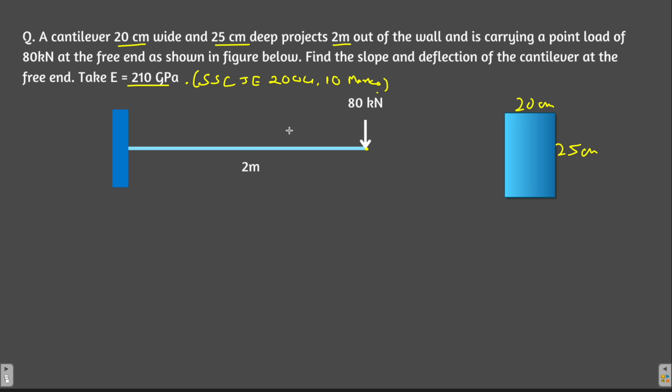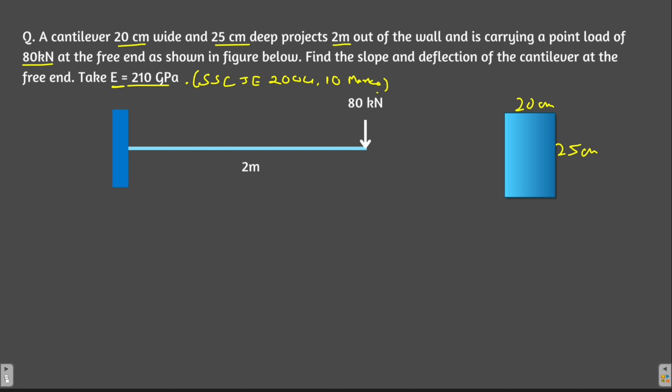The length of the beam is given in meters and it is carrying a load of 80 kilonewton. This is given in kilonewton, whereas the E, that is the Young's modulus of the material, is given in gigapascal. Now you can see that everything is given in different units: kilonewton, meter, gigapascal, centimeter. They are all of different units. So for solving such questions, we must be aware of the unit conversion. This is the place where most of you will commit mistake. The question is very easy, but the thing which requires attention is the unit conversions.